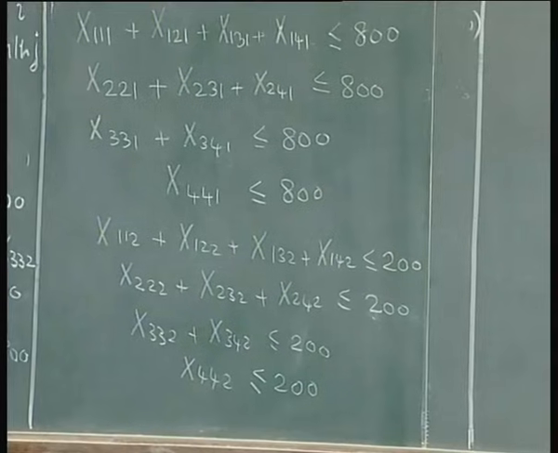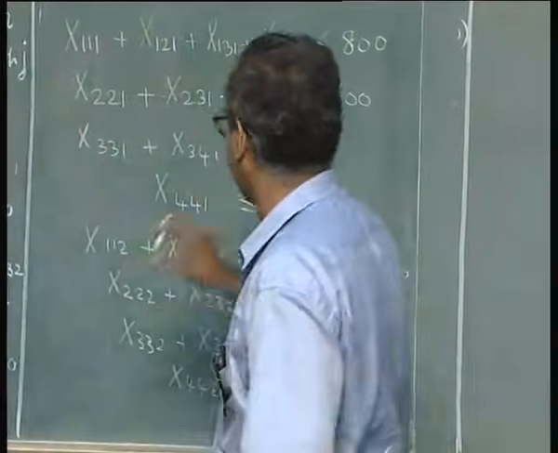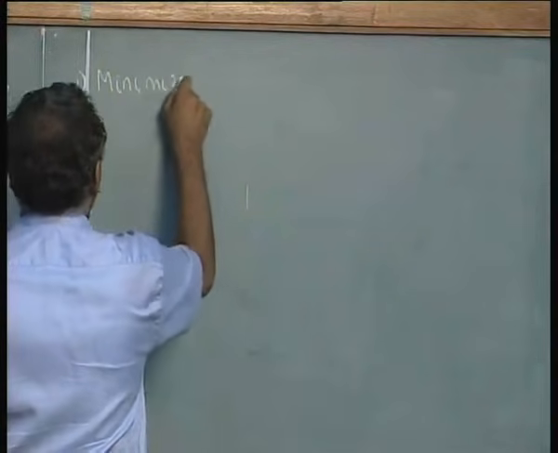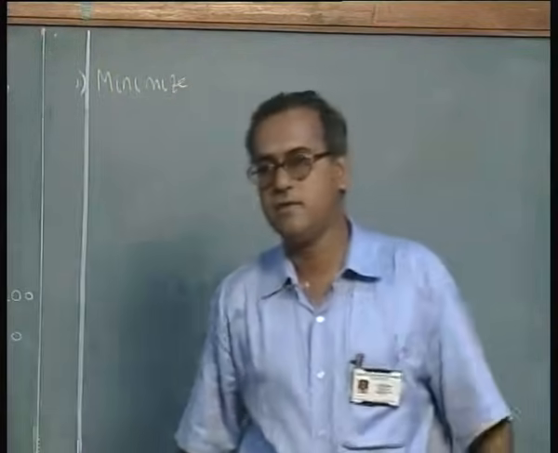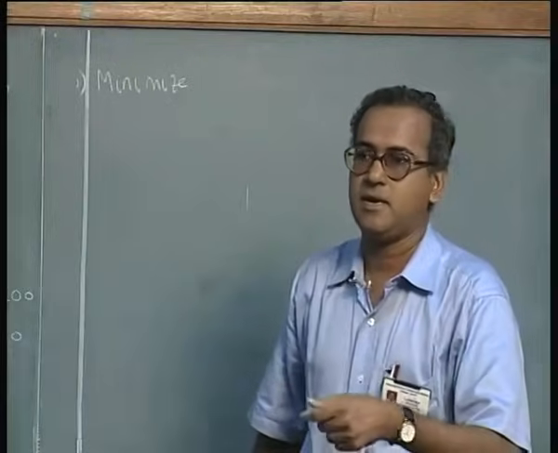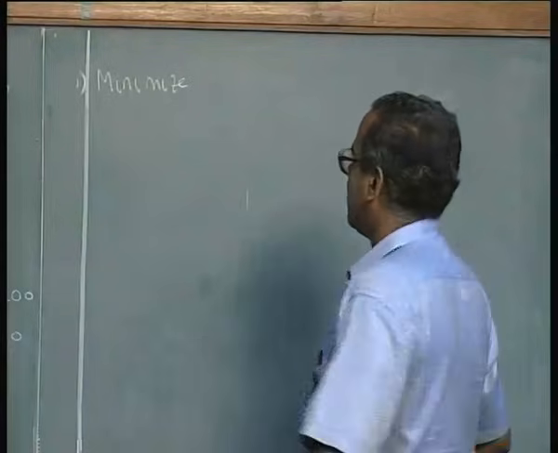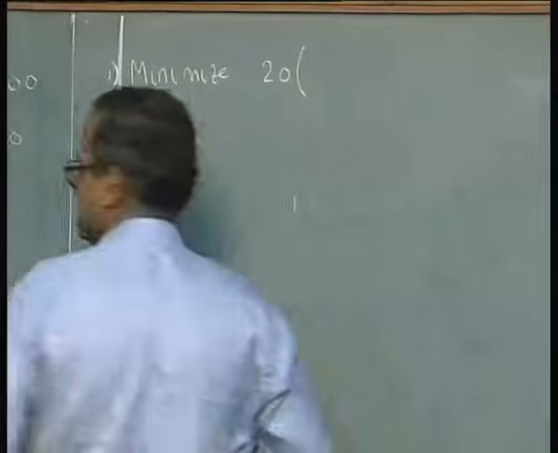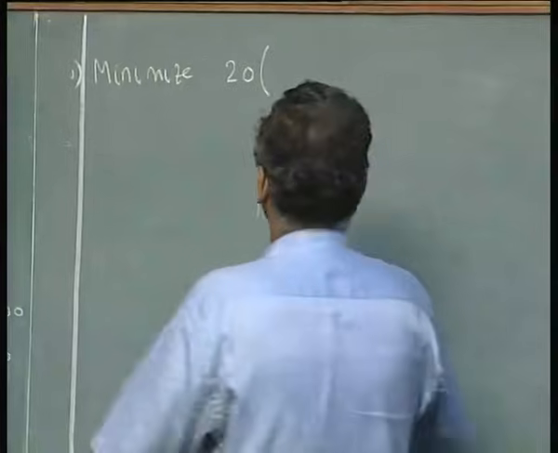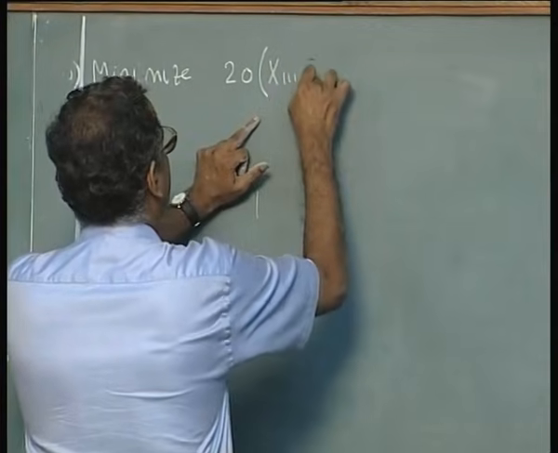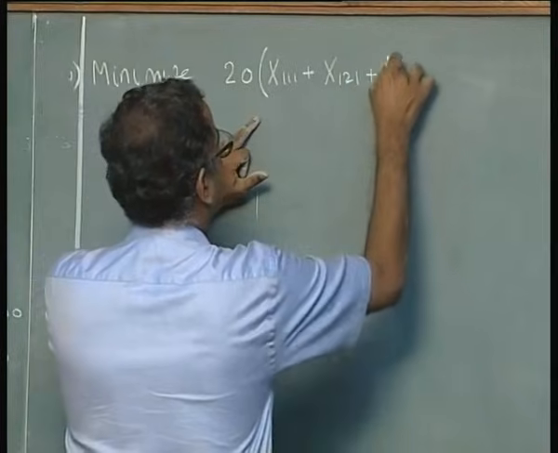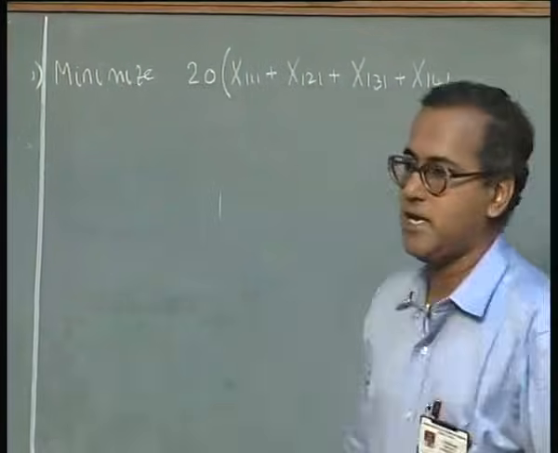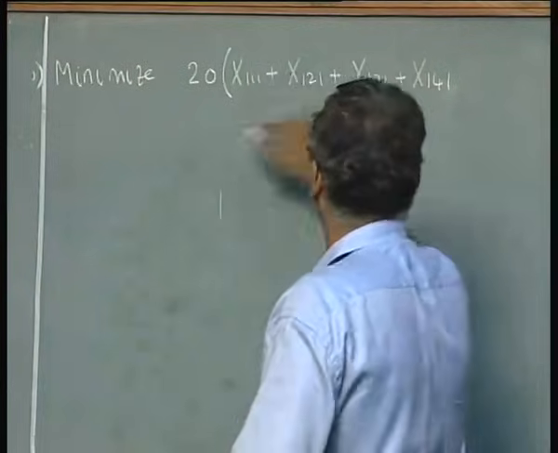Now, let us go back and write the objective function. Now, the objective function will look like this. I want to minimize the total cost of regular time, overtime and the quantity that is carried. So, in the first month, 20 is the cost of regular time production. So, I produce x111 plus x121 plus x131 plus x141, because I can produce by regular time to meet the demand of all the 4.